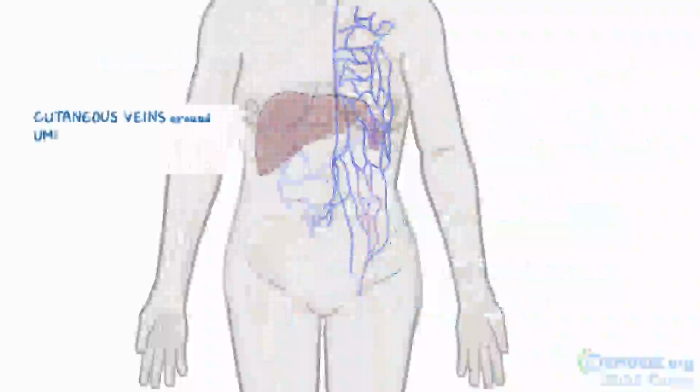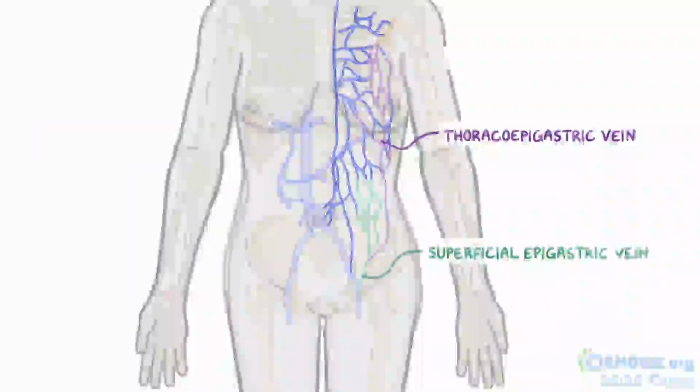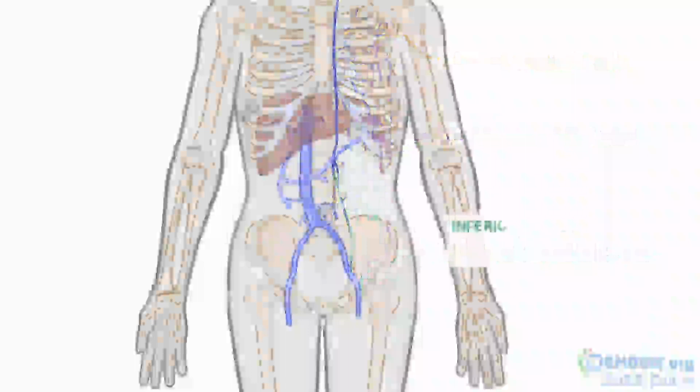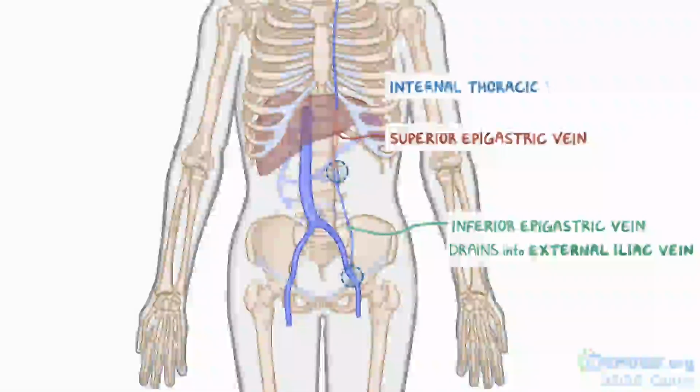Cutaneous veins around the umbilicus anastomose with the para-umbilical veins, which are tributaries of the hepatic portal vein. A superficial anastomotic channel may exist laterally called the thoracoepigastric vein, running between the superficial epigastric vein and the lateral thoracic vein. The deep veins of the anterolateral abdominal wall accompany the arteries, bearing the same names. A deeper, more medial anastomosis can also exist between the inferior epigastric vein, which drains into the external iliac vein, and the superior epigastric vein, which drains into the internal thoracic vein.